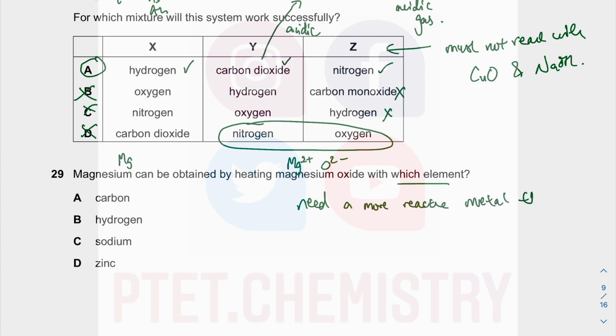than magnesium. In the reactivity series, you have potassium, sodium, calcium, magnesium, and so on. There are not many metals that are more reactive than magnesium, one of which is sodium. So that would work. Sodium is a more reactive metal than magnesium. Sodium prefers to lose electrons more than magnesium. Sodium prefers to be oxidized more than magnesium. Sodium can reduce Mg2+ to Mg0.